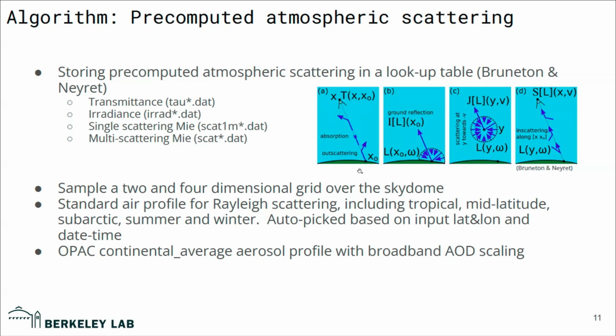So essentially, we have to sample a 2 or 4-dimensional grid over the sky dome. As I mentioned earlier, we use those standard Rayleigh scattering profiles, and then automatically pick those based on the input latitude, longitude, and daytime. And then we use the standard OPAC continental average aerosol profile, but we can provide a custom one. And also you can linearly scale those aerosol profiles if you have that data.